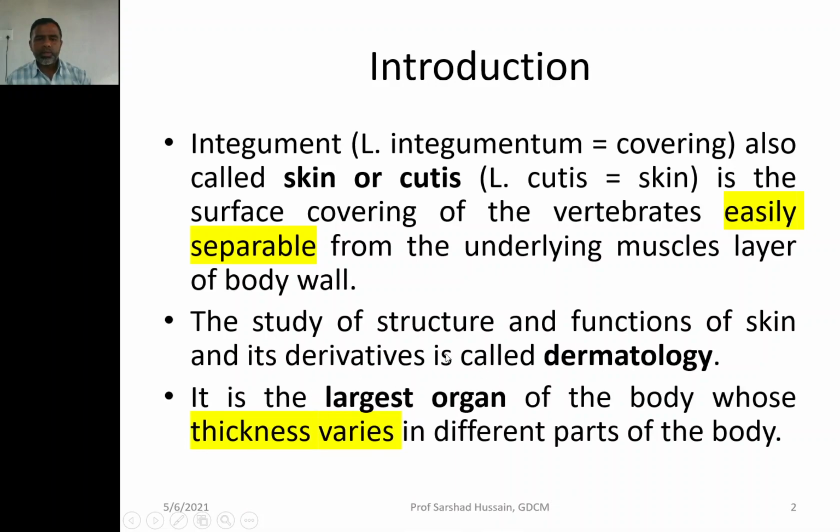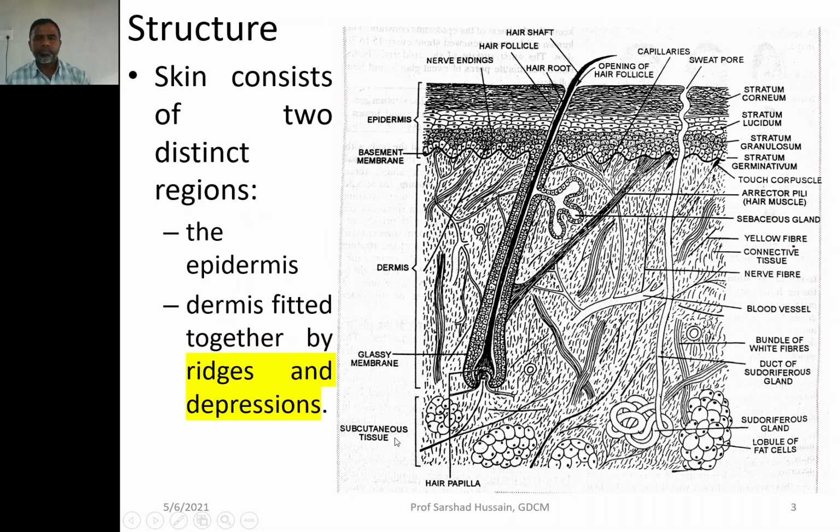Skin is the largest organ of the body, though its thickness varies from one part to other. Like you can see, the thickness of the skin at the sole part of your foot or the palm of your hand is much more as compared to rest part of the body. So thickness of the skin varies in different parts of the body.